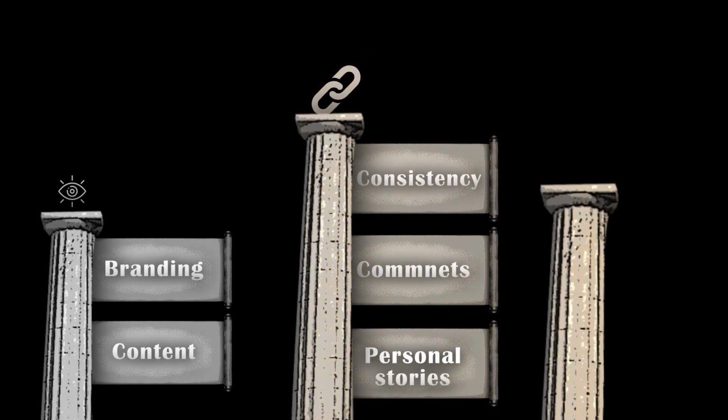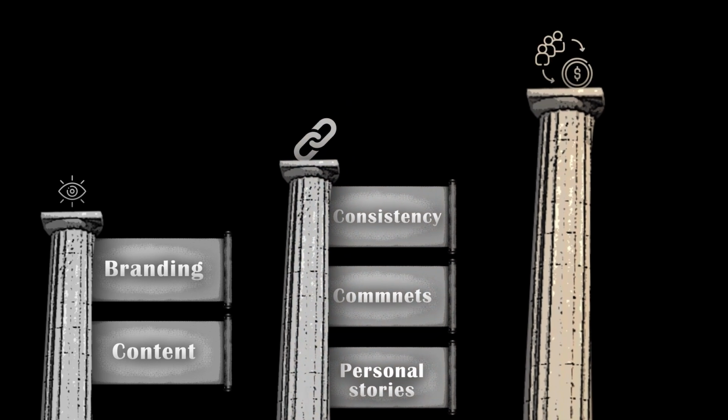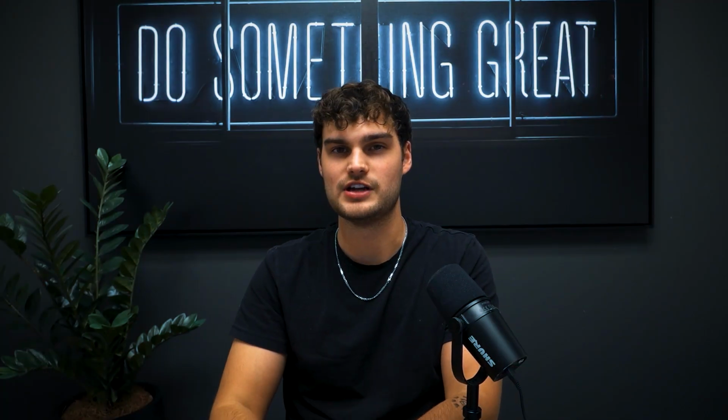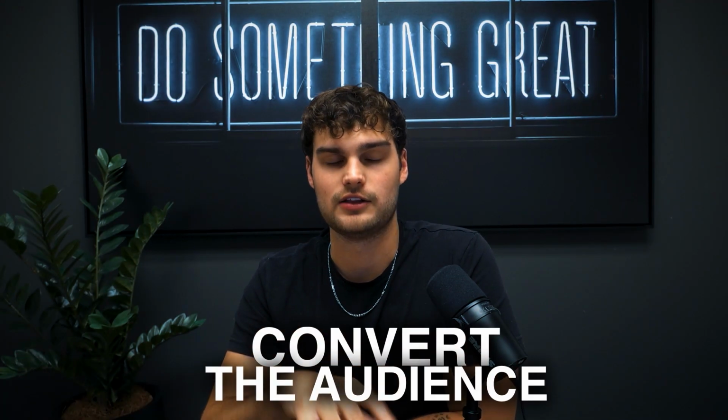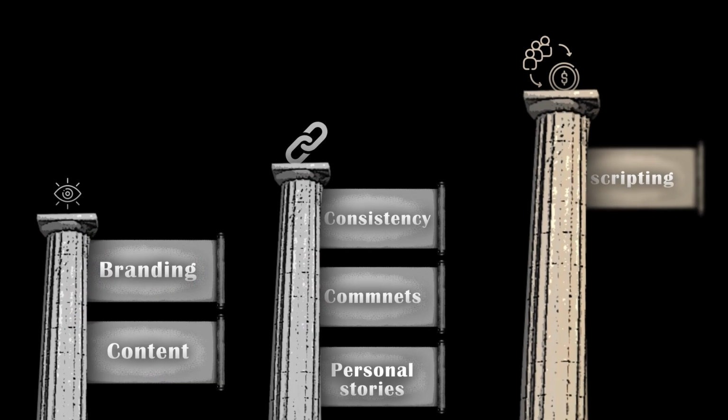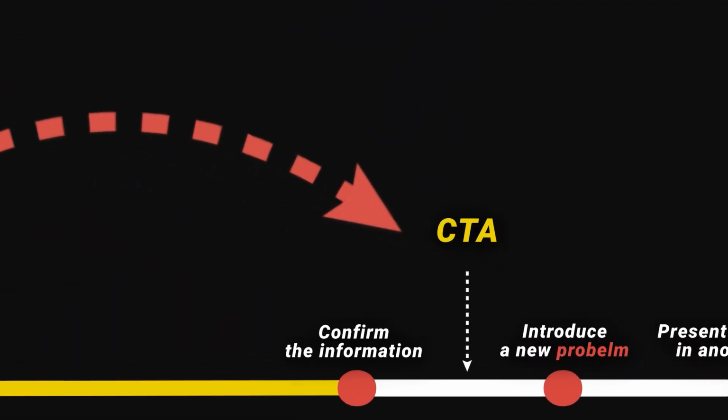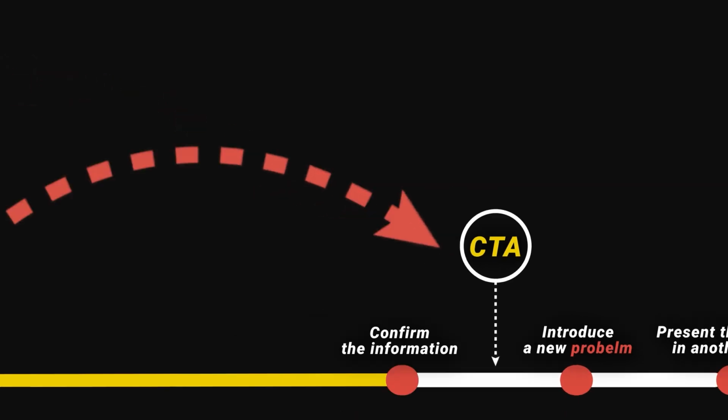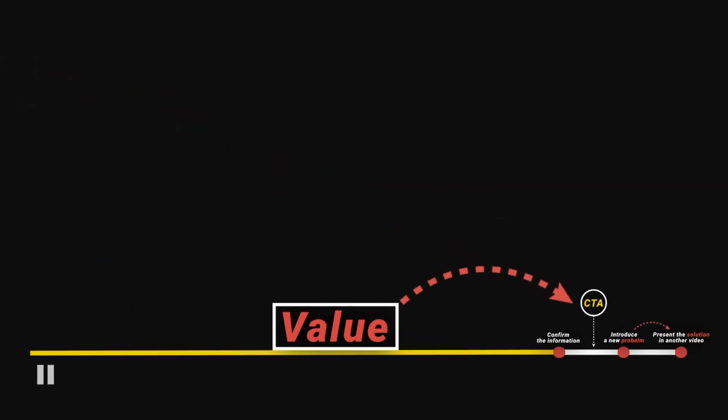Now, moving on to our third and final pillar, where everything gets tied together and we're actually going to get our reach outs. This is where we convert the audience. And the first thing that you want to do to convert your audience, I've already mentioned, but it's in the scripting. Okay. At the end of the video, you always want to include a call to action. You give value, then you convert.